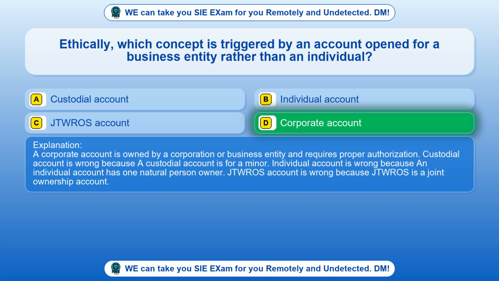Custodial account is wrong because a custodial account is for a minor. Individual account is wrong because an individual account has one natural person owner. JTROS account is wrong because JTROS is a joint ownership account.